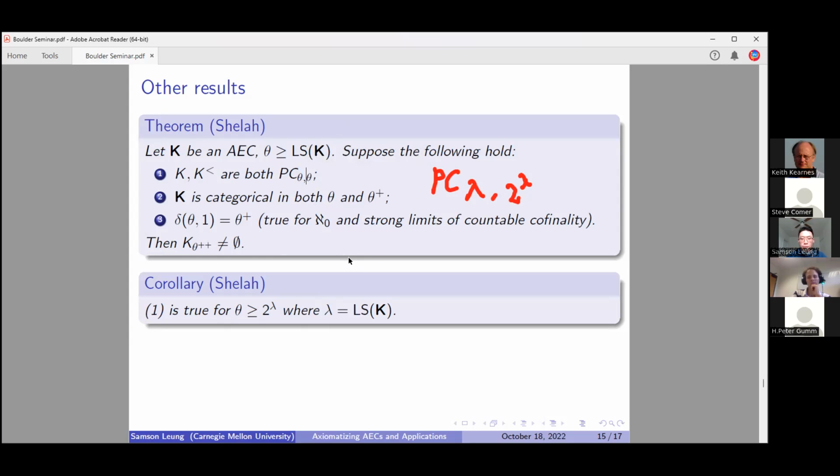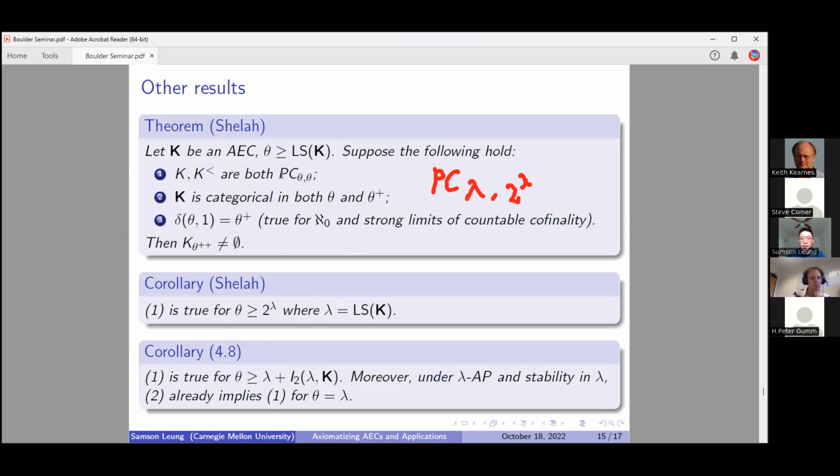If you use my result where I have PC chi, well, it's kind of trivial. You just take theta equals chi. So I can say that my result shows that assumption 1 is true when theta is bigger than or equal to chi, which is lambda plus I2.